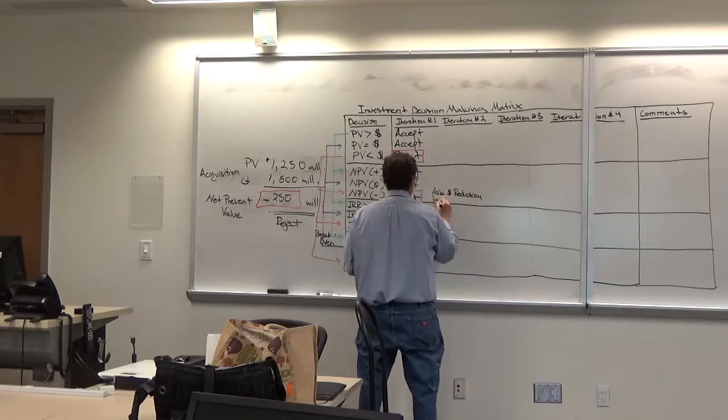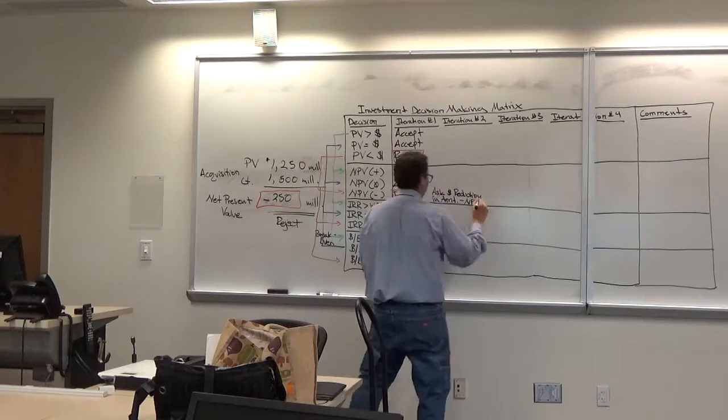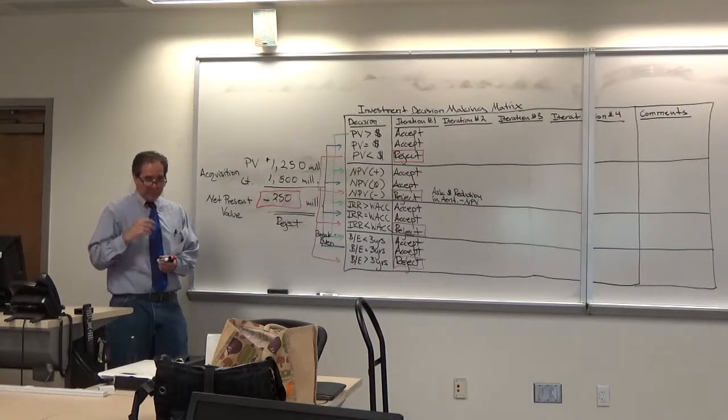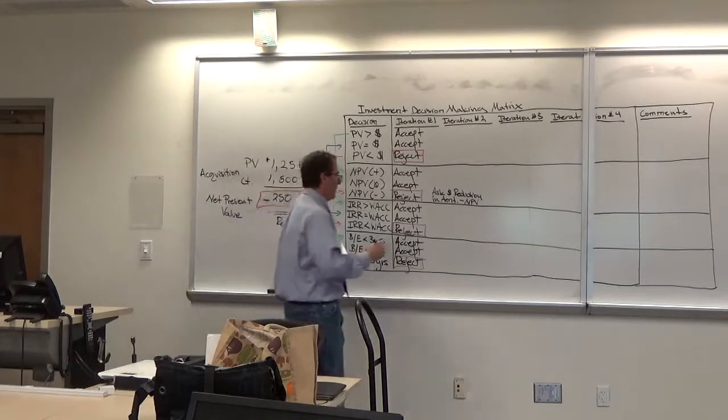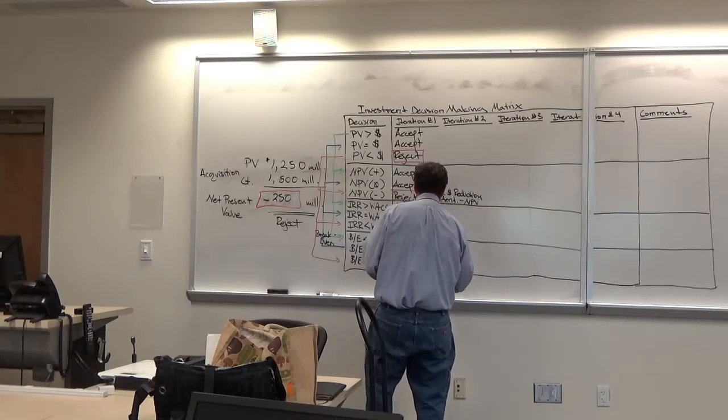In the amount of the negative NPV. Got it. So if I can go back and get a price reduction in the amount of the negative NPV, my net present value is either going to be positive or 0, and I'm going to accept it. I'm going to get it to work.